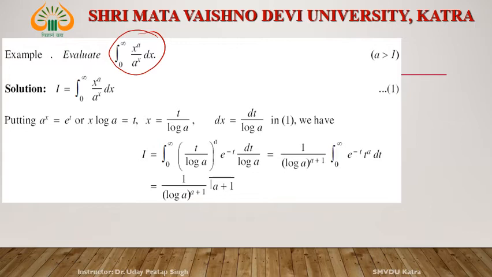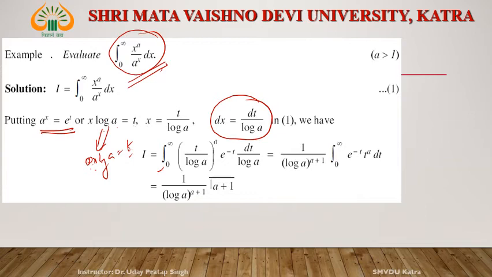In this problem the exponential is not given. Then what you do? Let us assume a to the power x is e to the power t. Okay, taking log, then x log a is equal to t. Okay, what is dx? dx is equal to dt by log a. Now put all the values here. If x equal to 0, then t equal to 0. If x equal to infinity, then t equal to infinity.